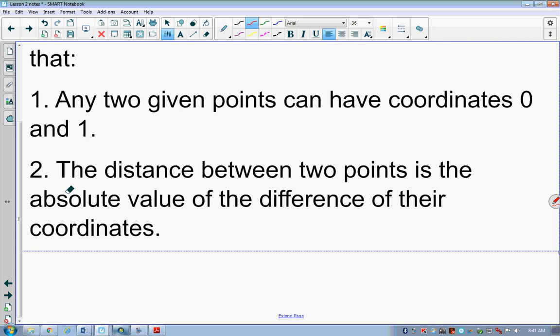This is what they mean by absolute value. If I put something in absolute value signs, how does it always come out? It always comes out positive. So if I put -5 in between two absolute value signs, we're saying it equals 5.